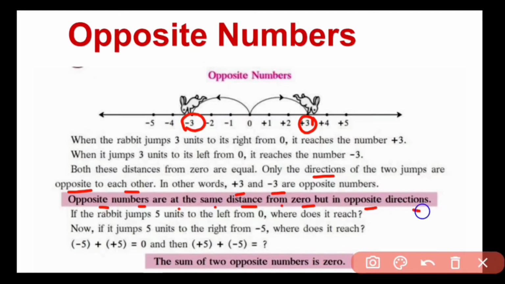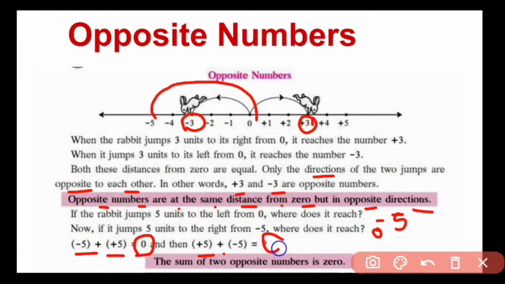If the rabbit jumps 5 units to the left from 0, where does it reach? If it jumps to the left, it will reach minus 5, correct? Now if it jumps 5 units to the right from minus 5, where does it reach? It reaches 0, correct? From minus 5, when it jumps to the right hand side, it will reach 0. That means minus 5 plus 5 is 0. Always keep this in mind. Plus 5 plus minus 5 is 0. So the sum of two opposite numbers is always 0.